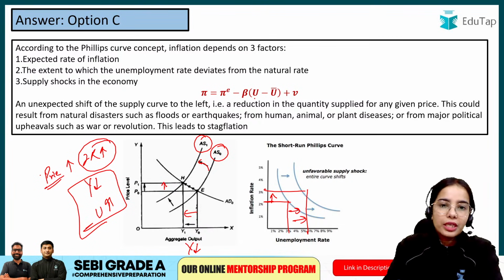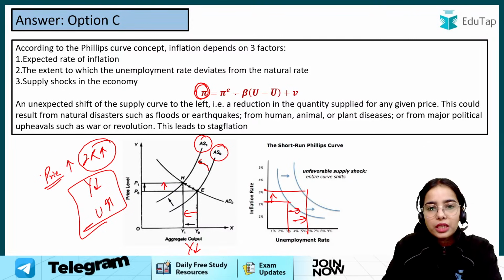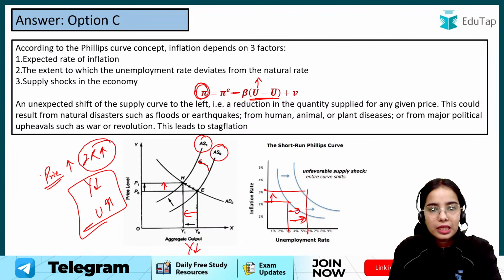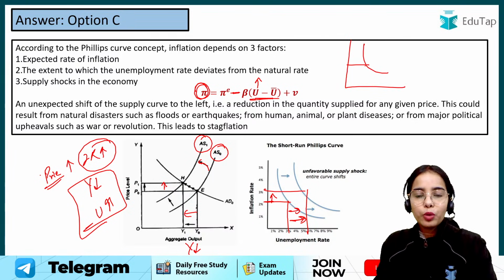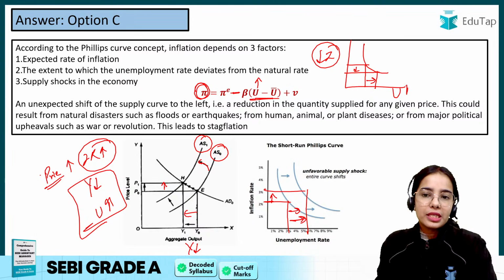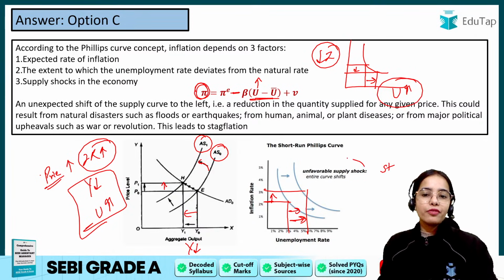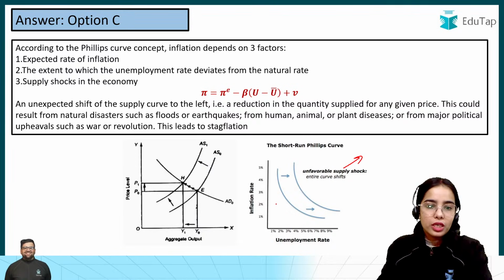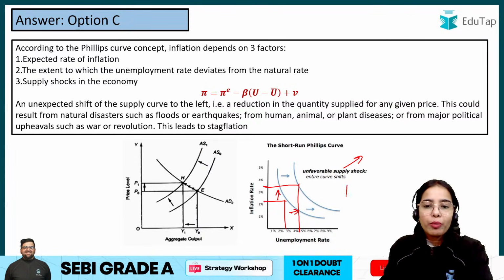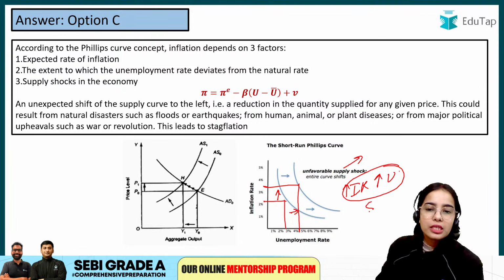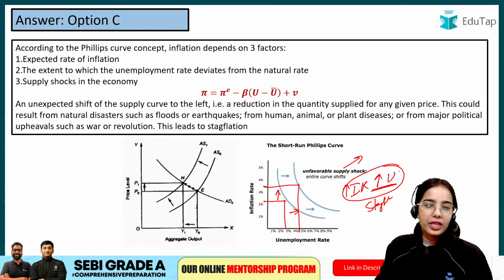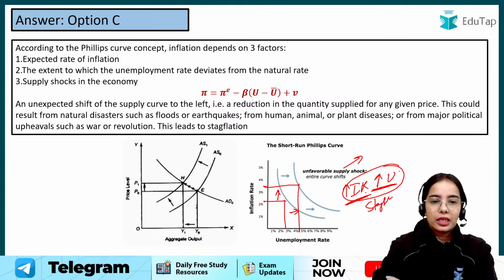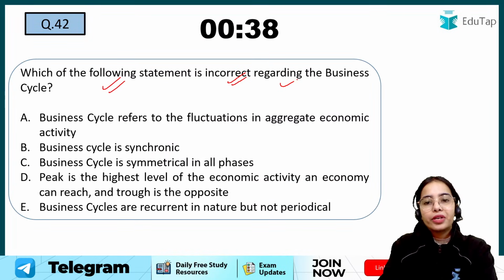Now, the Phillips curve shows that inflation depends inversely on the unemployment rate. If the unemployment rate is increasing, the inflation should decrease. But what happens during stagflation, during an adverse supply shock, is that the inflation rate also increases and the unemployment rate also increases. So this is the rightward shift in the Phillips curve. This is the condition of stagflation. Now, which of the following statements is incorrect regarding the business cycle?